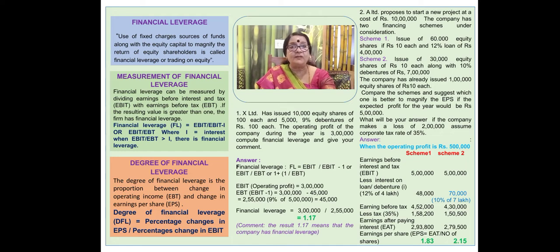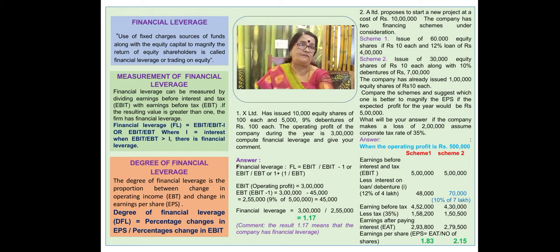So here we are finding the relationship between EBIT, that is earnings before interest and taxes, and EBT, earnings before taxes. If this relation comes to one or more than one, we can say the company is having financial leverage. Now we can look into the problems and solutions.